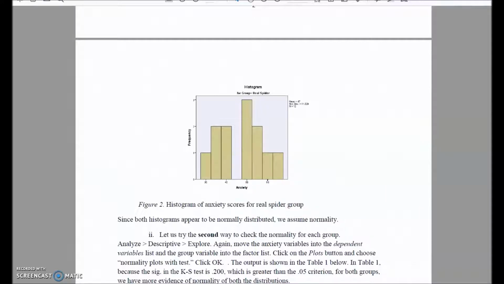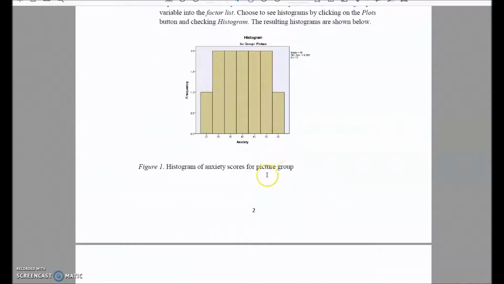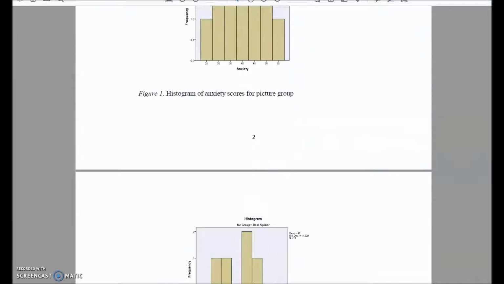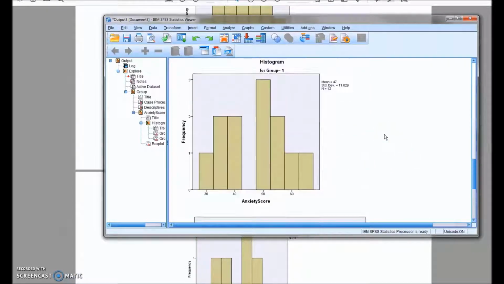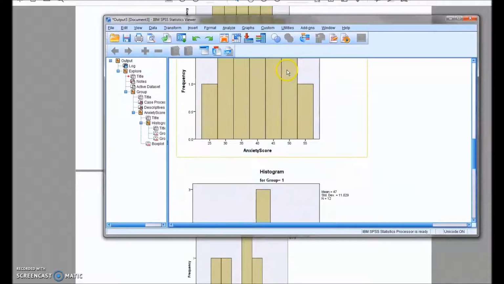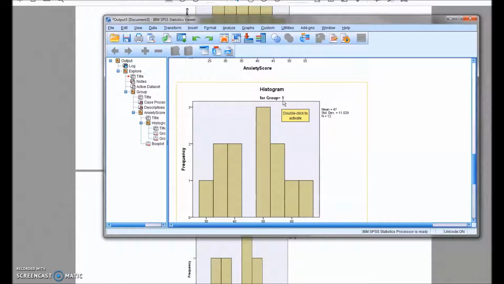Now let us look at this one, which was the anxiety score for the picture group. But if I look at the anxiety score for the second one, this one is for group 0, and this is for group 1 when they saw the real spider. This doesn't really look like a normal distribution. So I am still confused whether it follows normality or not.